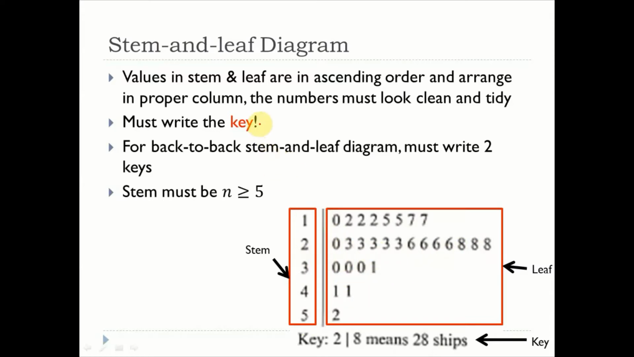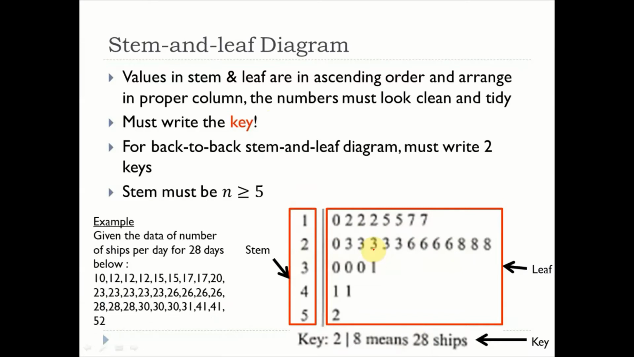Okay, and then the second rule is we must write a key here. This one, key. If you look at the key, they say 2 bar 8 means 28 shapes. What are they referring to? They are referring to this one, 2, 8, 28 shapes. Okay, so it looks strange, this number leaf, but actually they come from this data. From this data they simplify it until it becomes the leaf statement. So how? For example, we look here, in this data there is 10, so it means 1 bar 0, so 10, and then the 12 is the same, 1 bar 2 means 12, and so on.